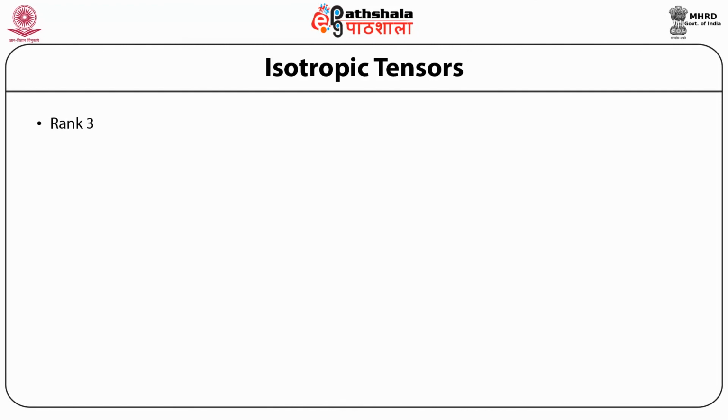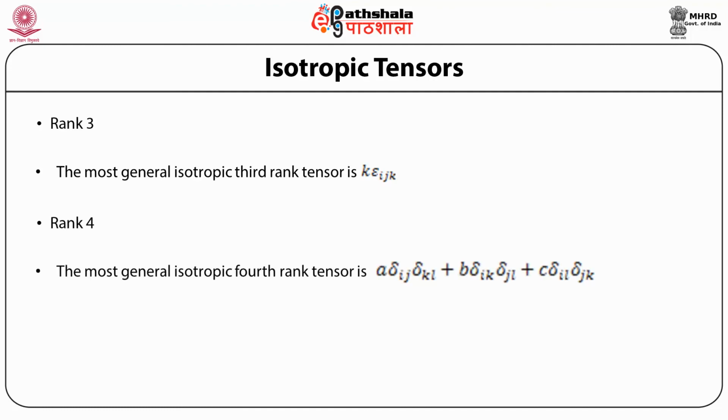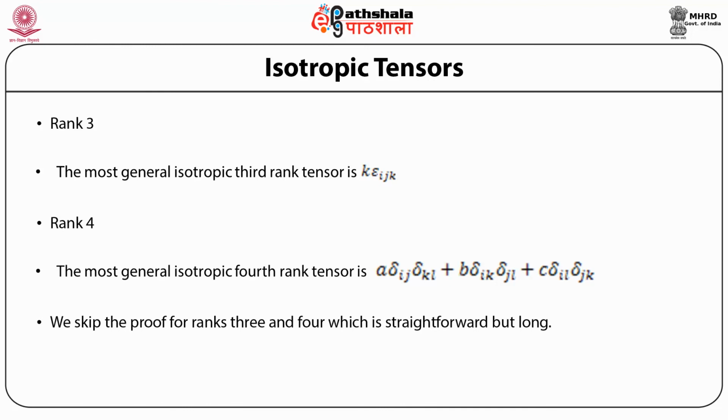Rank 3. There is no true tensor of rank 3. The most general isotropic tensor of third rank is the pseudo tensor, that is k epsilon ijk, the permutation tensor. Rank 4. The most general isotropic fourth rank tensor is A delta ij delta kl plus B delta ik delta jl plus C delta il delta jk. We skip the proof of ranks 3 and 4, which is straightforward but too long.